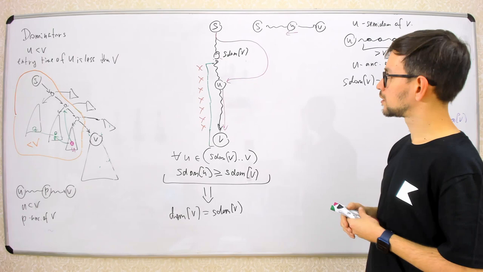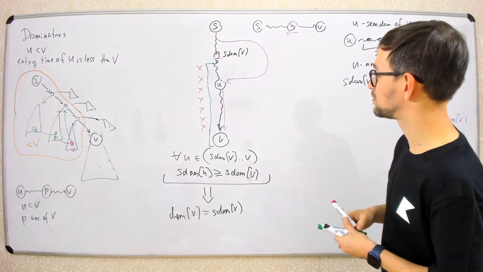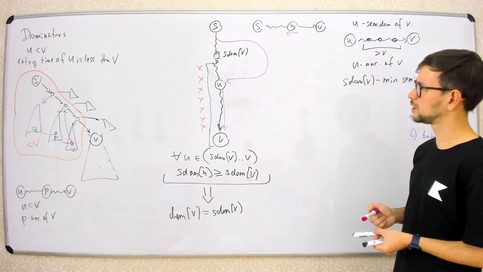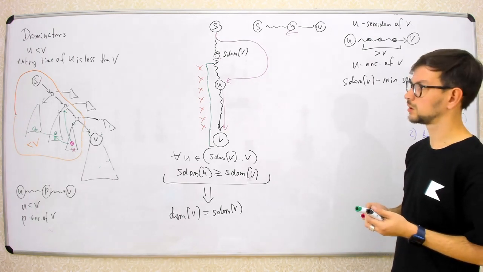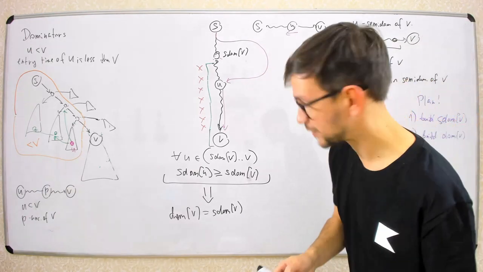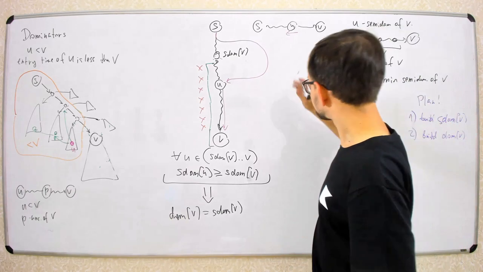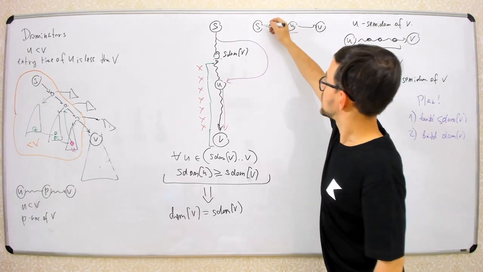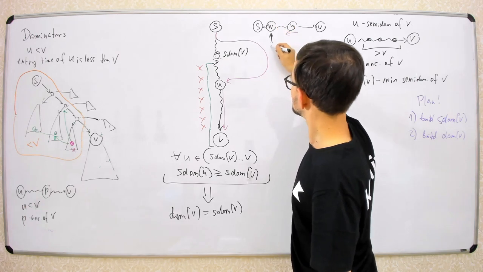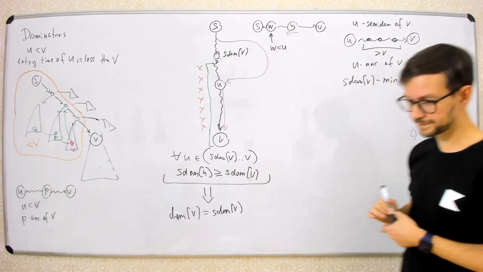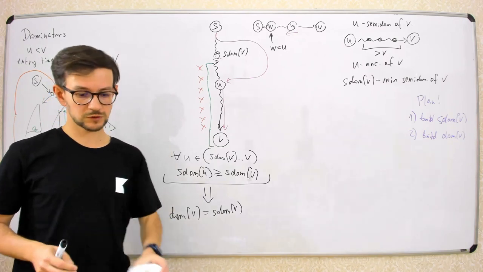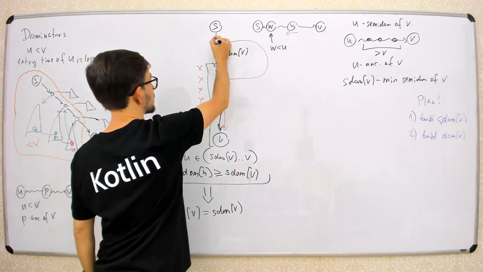We can make use of this lemma. I believe we don't need to. Let me think. Yes, we will need this lemma. Now, let's go to the left from this node U and find the closest node which is less than U. W. This W is less than U. So if W is less than U, then this W must be an ancestor of U. So this W must be somewhere here.